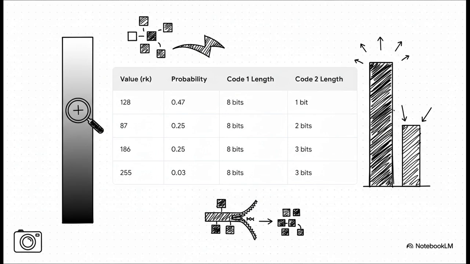Okay, so take a look at this chart. Let's pretend we have an image with just 4 shades of gray. That probability column tells us how often each shade pops up. And what you'll notice right away is that one shade, the one with value 128, makes up almost half the entire image. Meanwhile, 255 barely shows up at all. That imbalance is exactly what we're going to exploit.